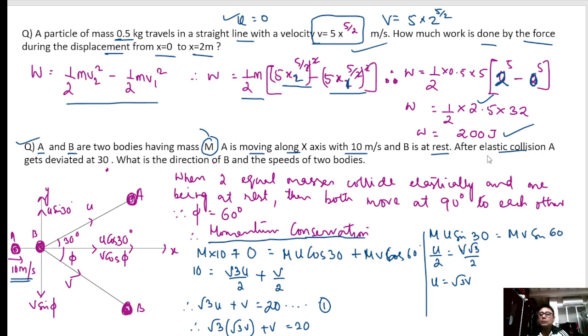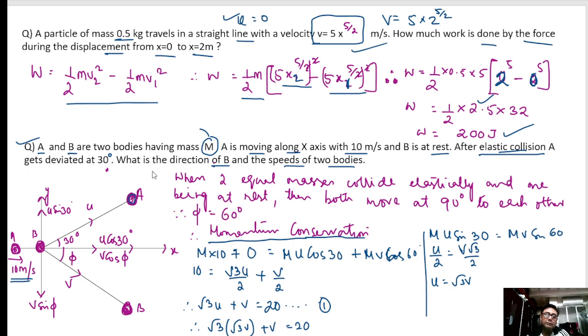So what type of collision? Elastic collision. A gets deviated at 30 degrees, so this is the direction A goes. What is the direction of B, and the speed of the two bodies after the collision?